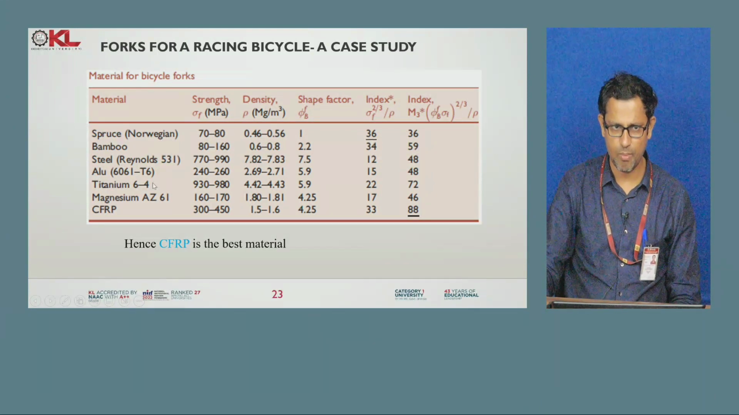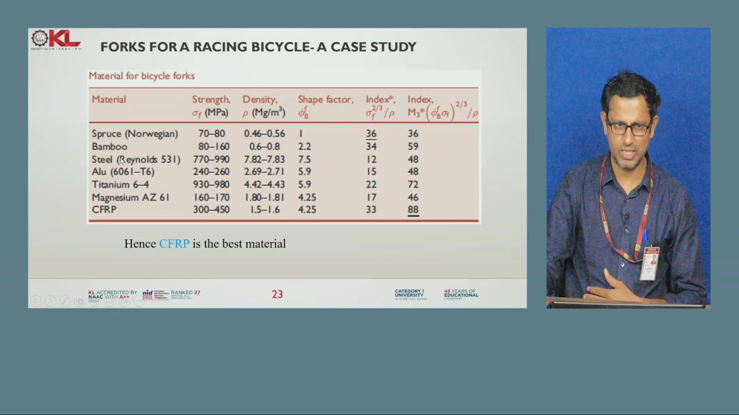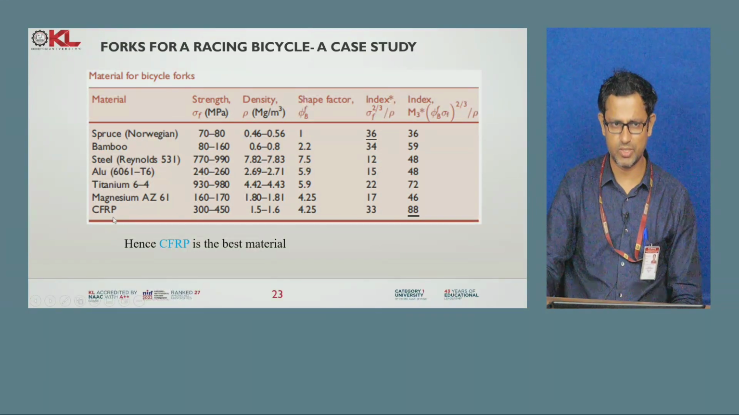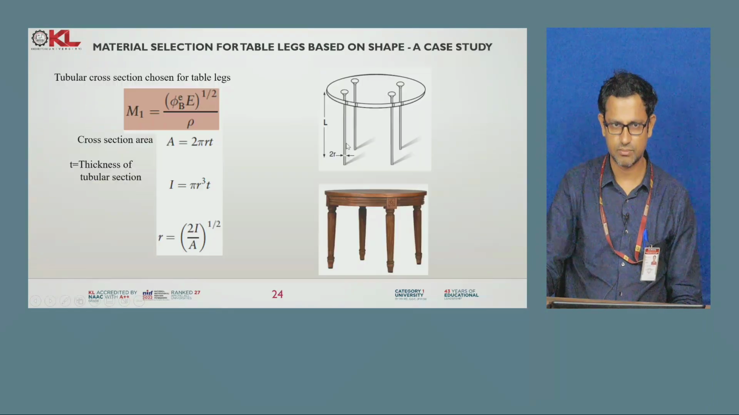So what is the next? Steel or aluminum. So both are having the same. So either you can choose steel or aluminum. If you have cost constraints, you can choose any of these, steel or aluminum, or you can choose CFRP based on this material index.